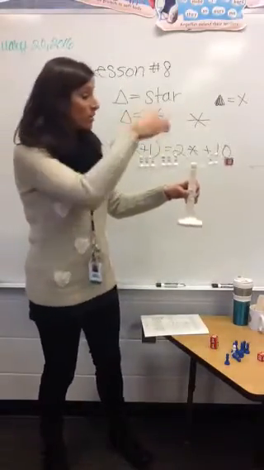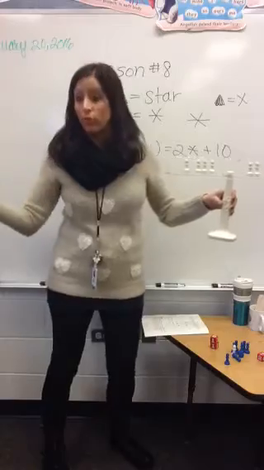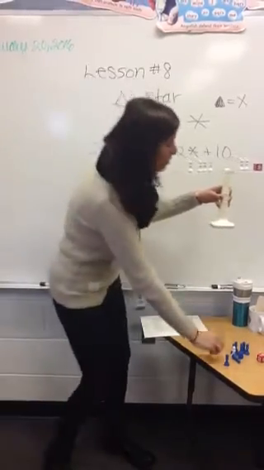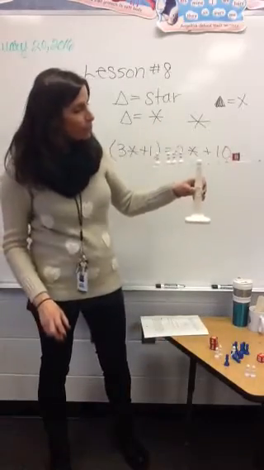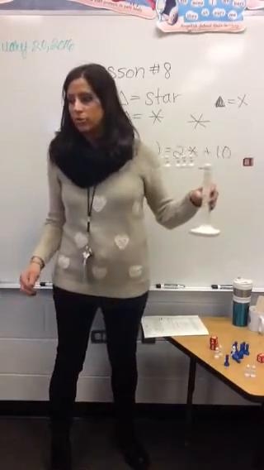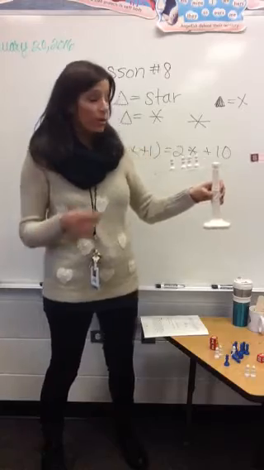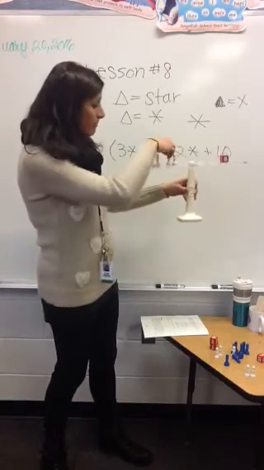When you have the same number of stars, you can remove equal amounts of stars from each side. So we would go ahead and take off 2 stars from each side. And now we're left with 4 star equals 8. So star is equal to what? 2. Good, so let's go back in and plug it in.